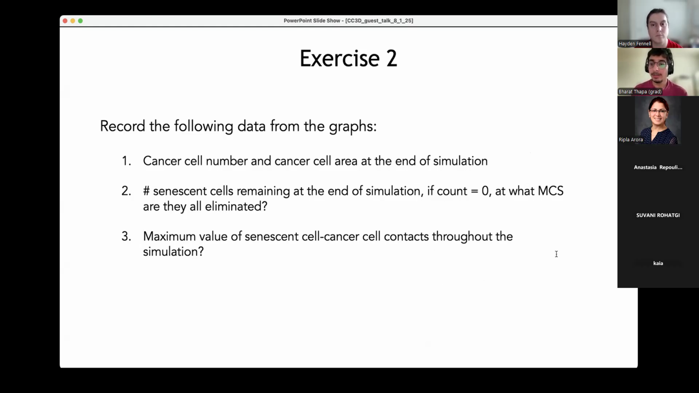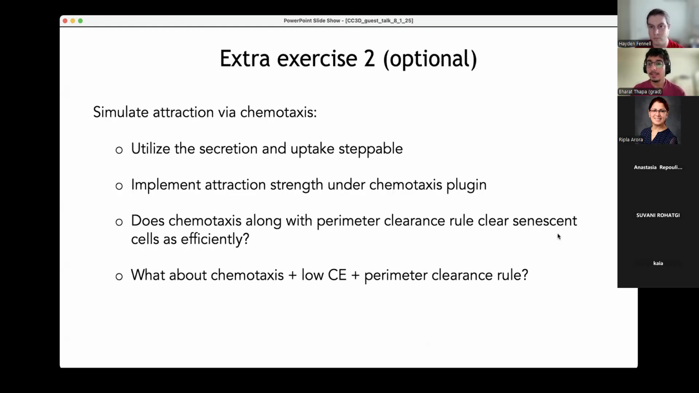Okay, so I'm gonna move forward. This is the optional exercise 2, which I felt was very fun too. This is related to the secretion and uptake stepable. As I said, this is more of an adhesion molecule than really a traction molecule model. If you want to employ a real attraction model, you would use chemotaxis. My code already has a chemotaxis model, but it does not have a cell secreting and a cell taking up the chemokine. You can make that happen.